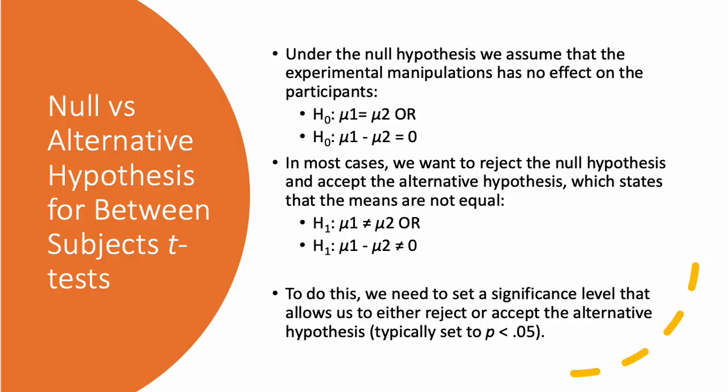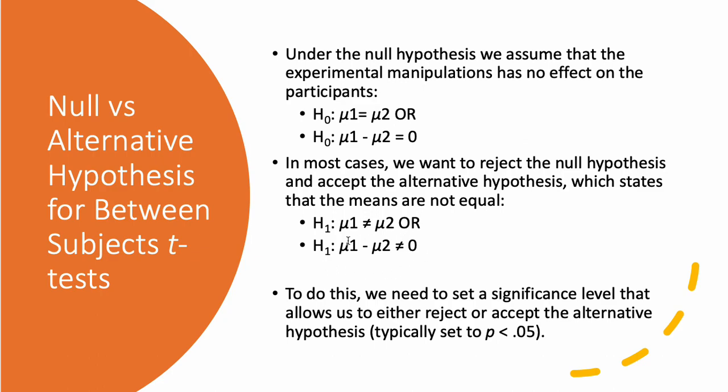Our null hypothesis, which is the assumption that our manipulation has no effect on the participant, would be that the mean of group A is equal to the mean of group B. So we don't want this. We want to reject the null hypothesis, and we want to support our alternative hypothesis. So this is saying that the means are not going to be equal. Hopefully, that's attributable to some sort of experimental manipulation. So the alternative hypothesis is that the mean of group A is not equal to the mean of group B.